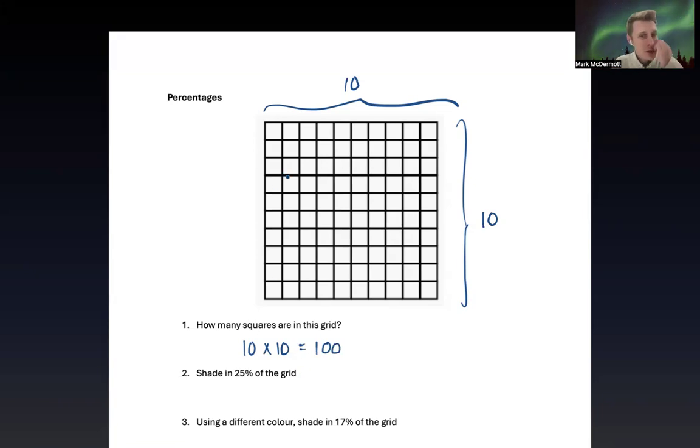Okay, shade in 25% of the grid. Since there's 100 squares, and a percentage means out of 100, that just means we need to shade in 25 of these. That's a quarter of the whole thing, right? So if I shade in a 5 by 5 part of this, then I would have shaded in 25% of the grid. So that's done in this blue color, let's say. So let's color code that.